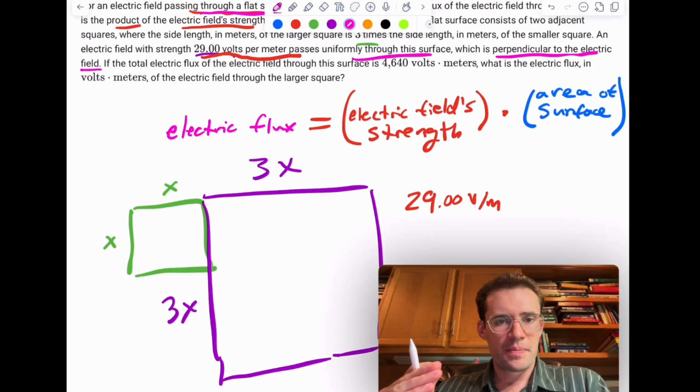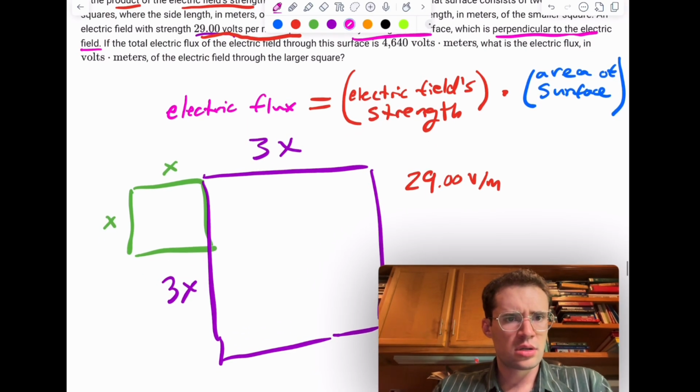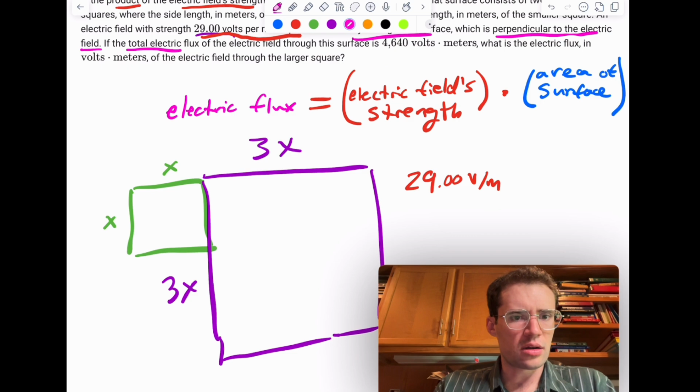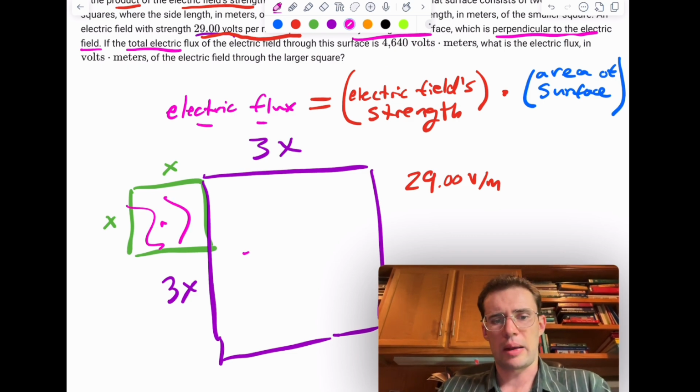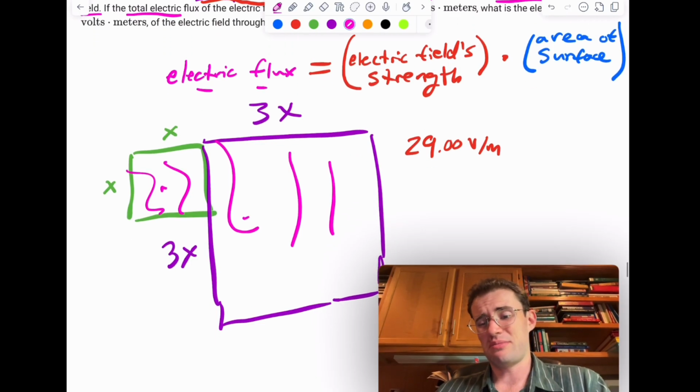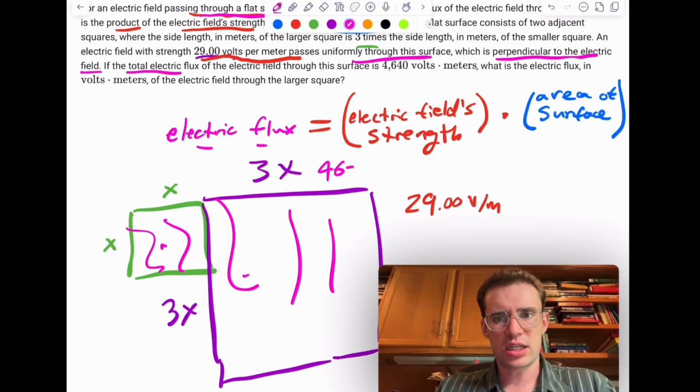But anyway, we've got 4,640 volts meters is the total flux. So that's the pink thing here, electric flux. And they say total, so that means of the stuff going through both of these. I'm not fully conceptualizing flux here, but whatever, that's equal to 4,640 volts meters.